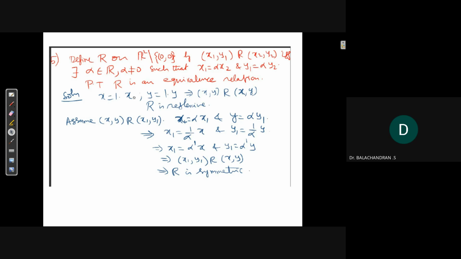x is equal to some 1 into x. Here alpha is 1. So y is equal to some 1 into y. So you should write this x as x1 here and x2 here. Similarly for y, the second element: y1 equal to alpha into y2. This y1 is here, this y2 is here. Hence R is reflexive.